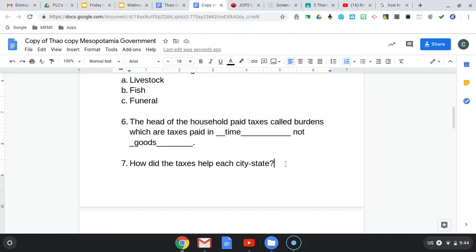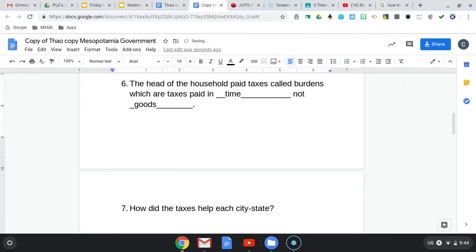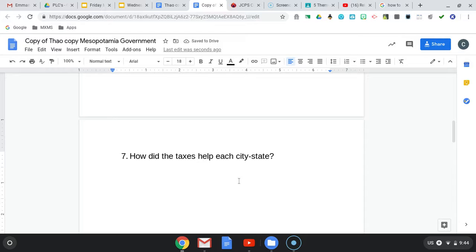And the last question, how do the taxes help each city-state? I'm going to move this over so I can have all this in one. So taxes, just like how modern day today, taxes help each city-state pay for the army, repairs, and improvements to the city.